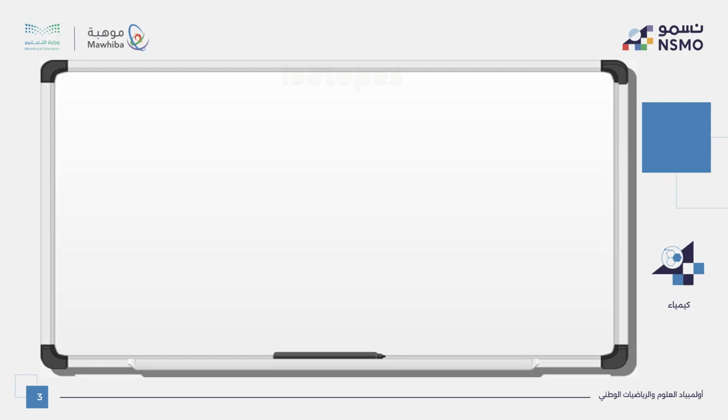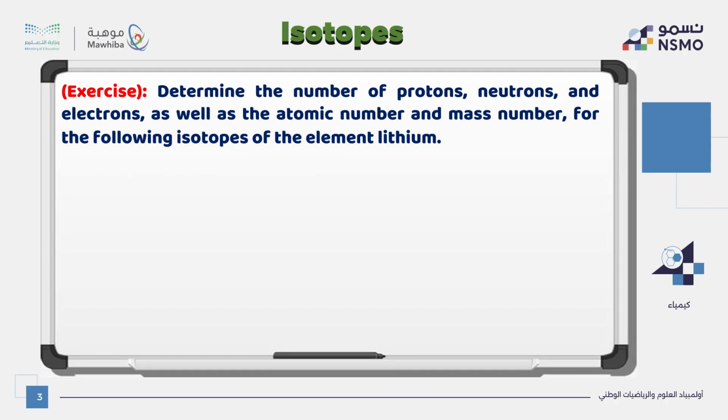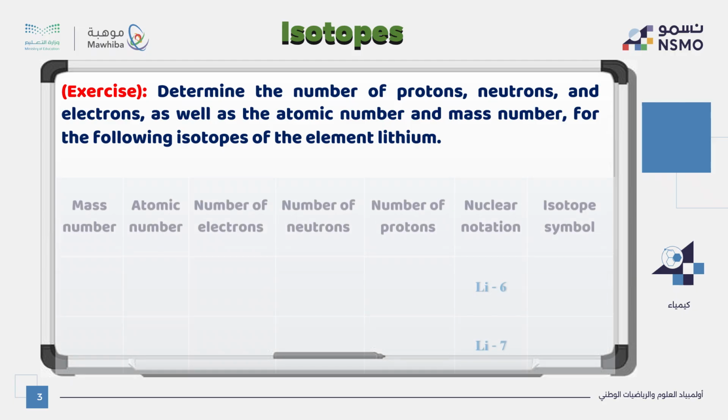Exercise. Determine the number of protons, neutrons, and electrons, as well as atomic number and mass number for the following isotopes of the element lithium.